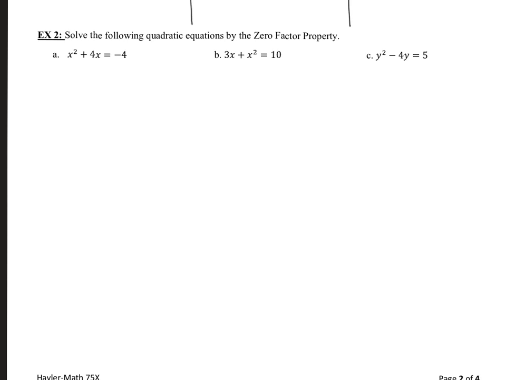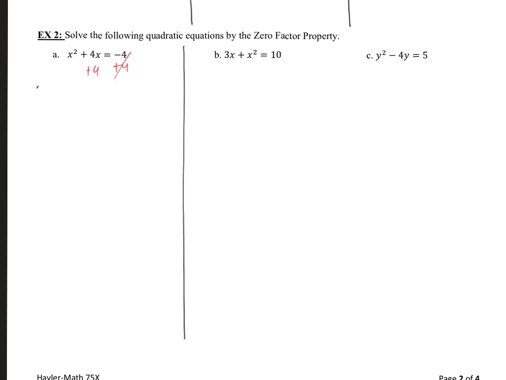So let's see. Solve using the zero factor property. All right, let's set this up. Well, the zero factor property means this needs to be set to 0, which at the moment it's not. So we're going to get the 4 to that side. So let's go ahead with that part of the plan.